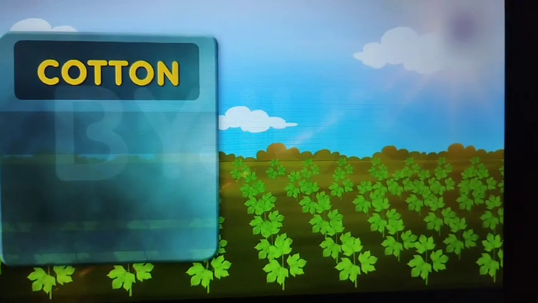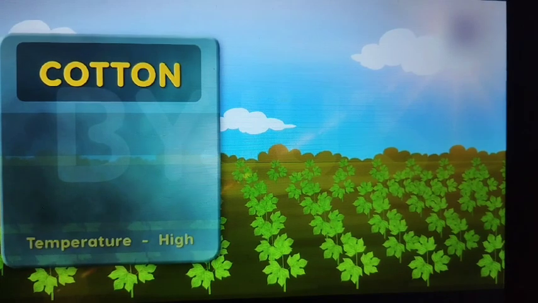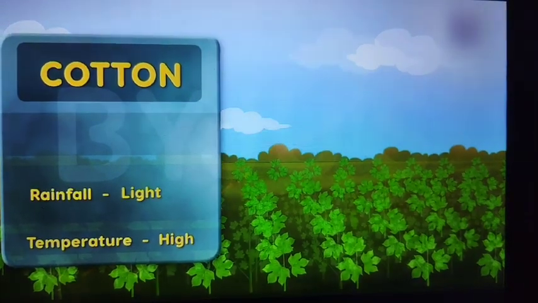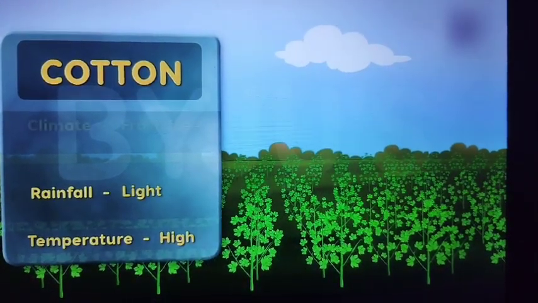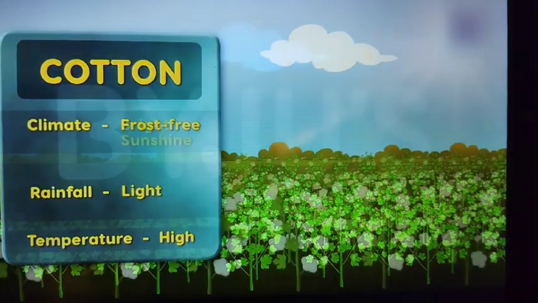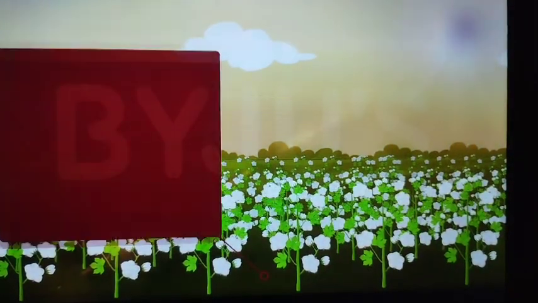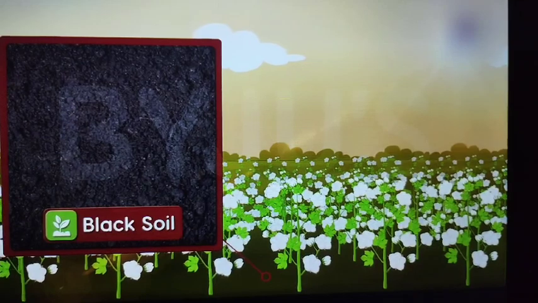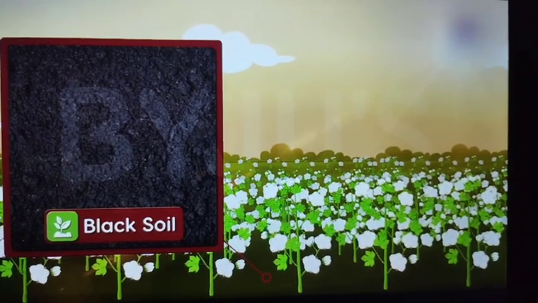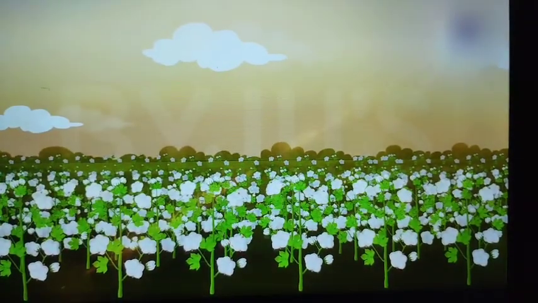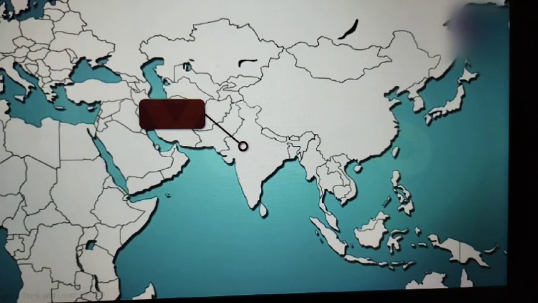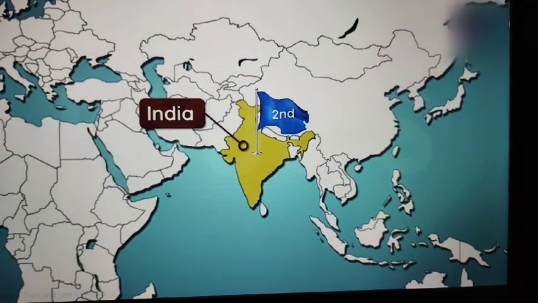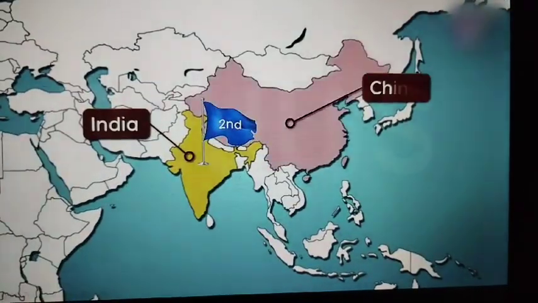Cotton is a kharif crop which requires high temperatures, light rainfall or irrigation, frost-free climate, and bright sunshine. It grows well in black soil, which is found in the drier parts of the Deccan Plateau. The crop takes around 6 to 8 months to mature. In 2016, India was the second largest producer of cotton after China.